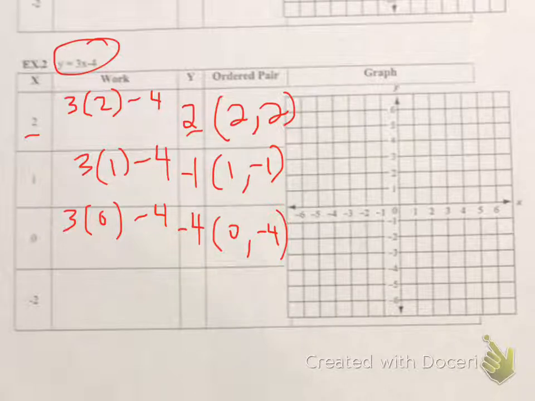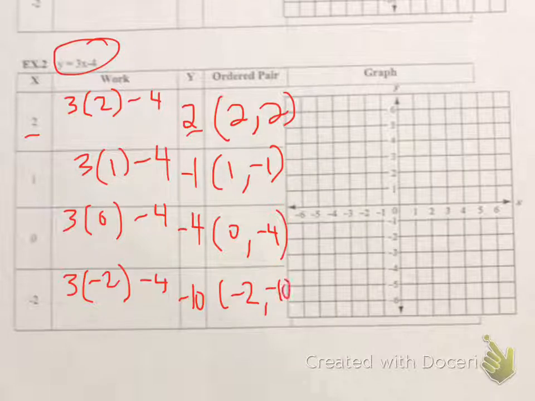And then my last ordered pair here, it asked me to substitute negative 2 in for x. So 3 times negative 2 minus 4. 3 times negative 2 is a negative 6. Negative 6 minus 4 is a negative 10. So when I put in negative 2, I get out negative 10, which is going to be off my graph paper, but let's just graph this the best we can.